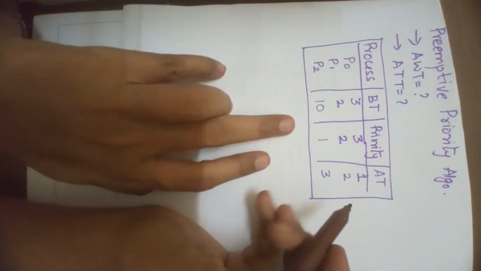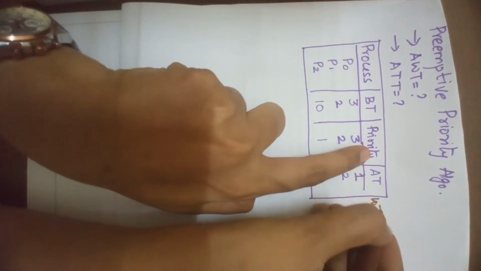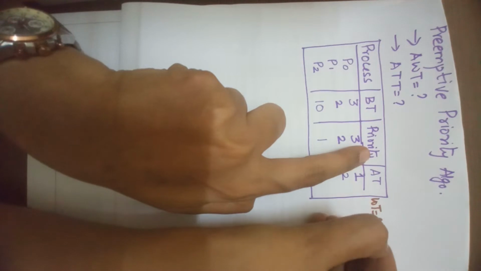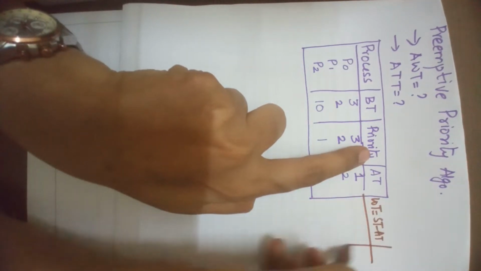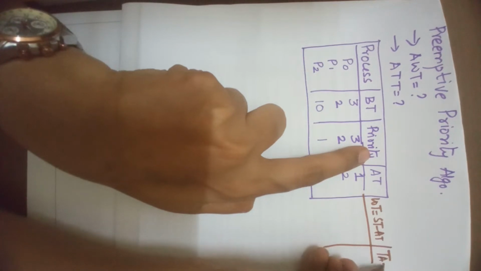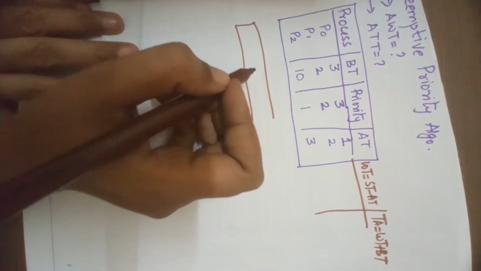So for that, as we are going for the preemptive one, we are going to write the formula for calculating the waiting time: start time minus the arrival time. And for the turnaround time, the formula will be waiting time plus burst time. Okay, so it is the waiting time plus the burst time. So now we will draw the Gantt chart for finding the average waiting time and average turnaround time.